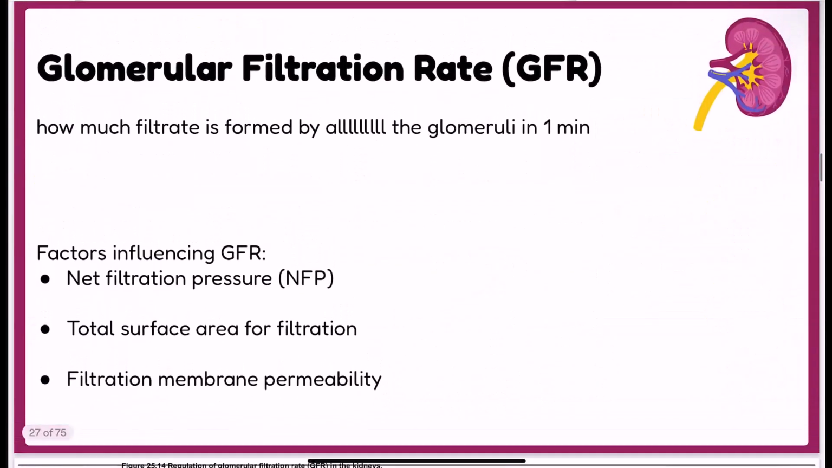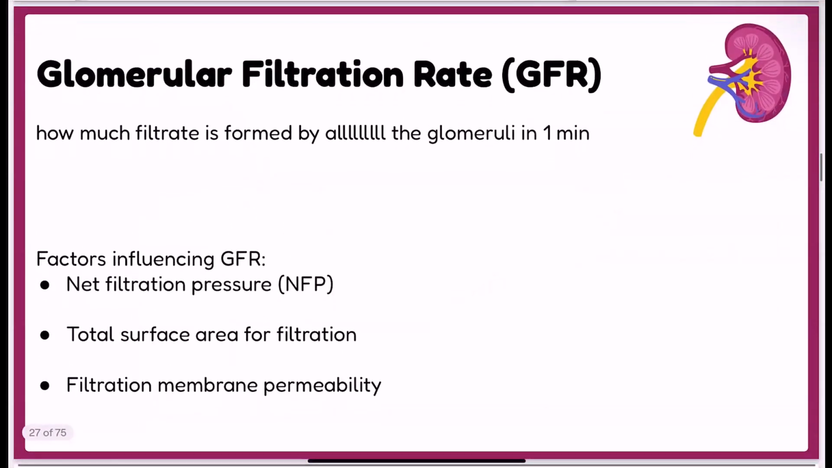So if there's a certain amount of filtration happening, how we measure it is called glomerular filtration rate, or GFR. This is a measure of how much filtrate is formed not by a single glomerulus, but by all the glomeruli in 1 minute. A bigger number of GFR means there's more filtration happening, and a smaller number would mean that filtration is happening less.